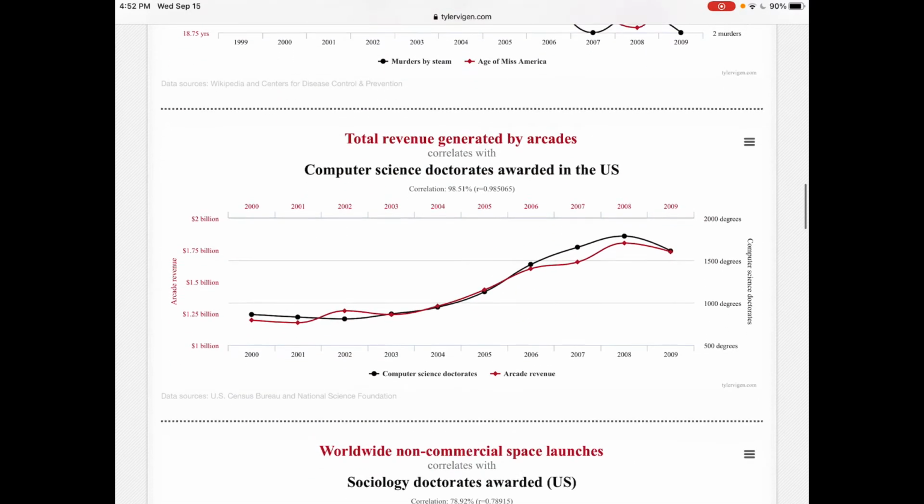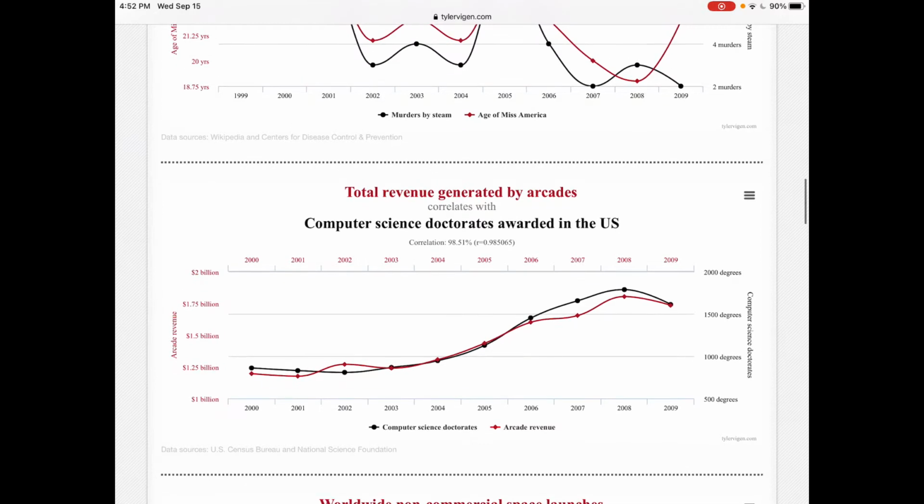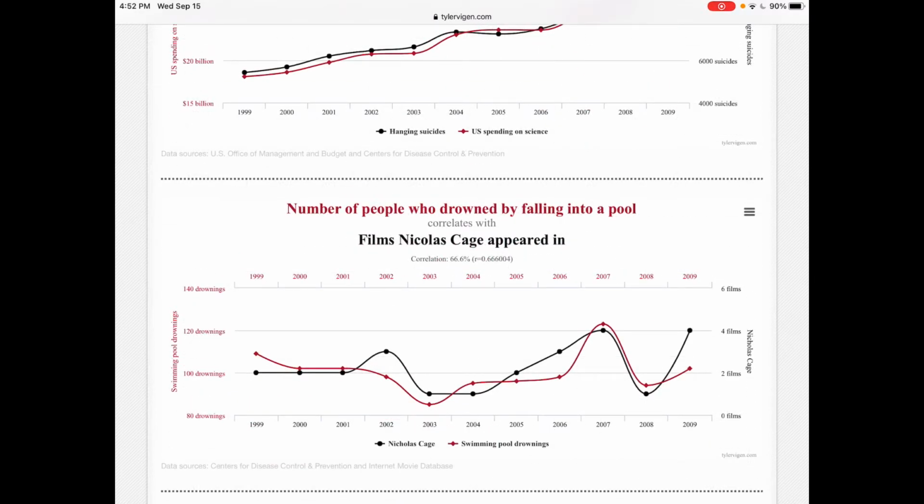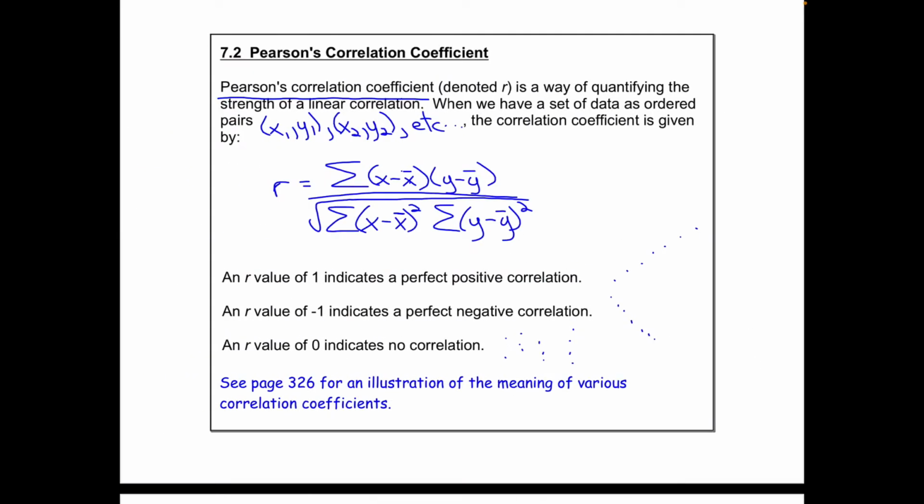What do we have here? Total revenue generated by arcades correlates with computer science doctorates awarded in the U.S. I mean, I don't know. Maybe there is a causation there, but you wouldn't immediately assume it. And then my favorite one, number of people who drowned by falling into a pool correlates with the films Nicolas Cage appeared in, and that's an R of 0.666, but that's still pretty high. Again, probably not causation.